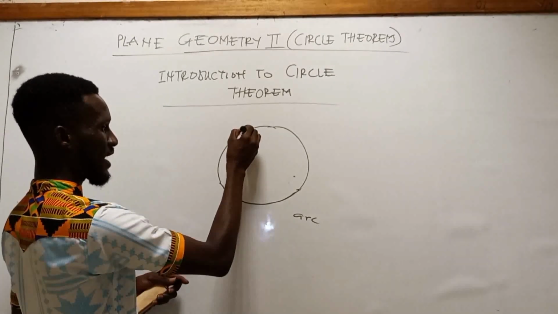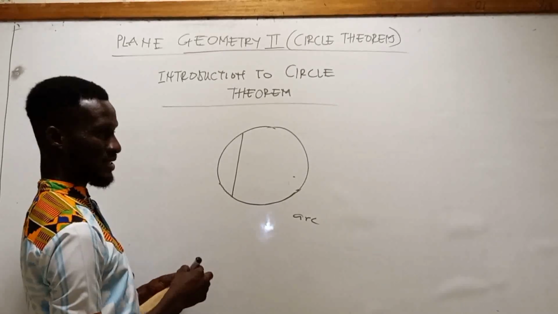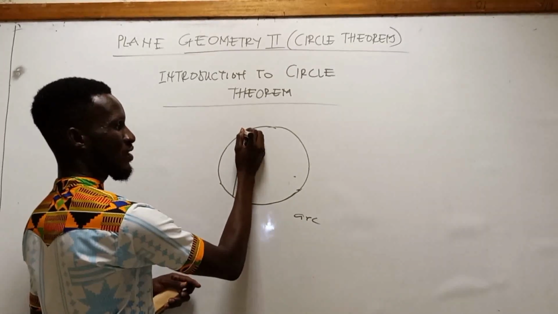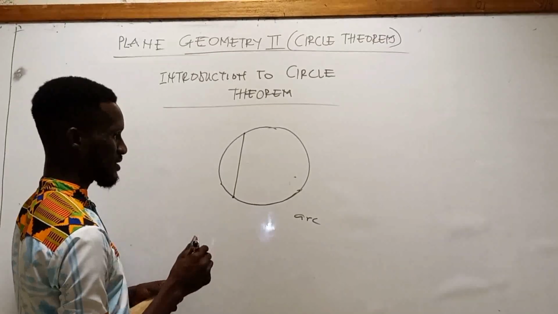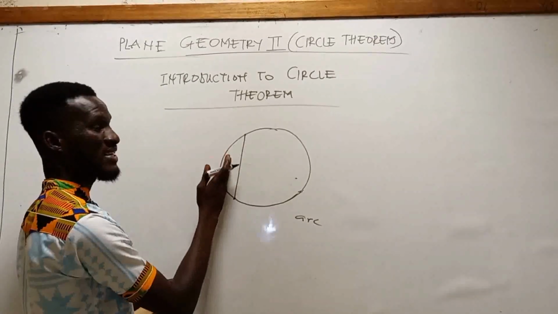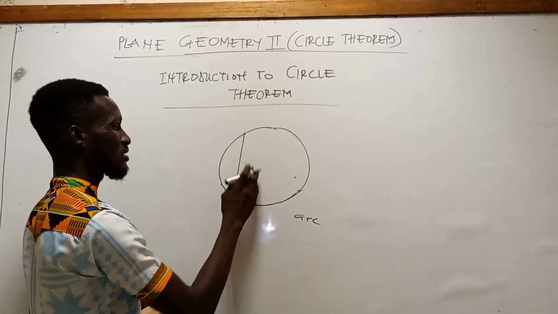A chord can also be like this. This is a chord. It touches the circumference at this point and at this point. That is the circumference. So this is the major segment, and this one is the minor segment.